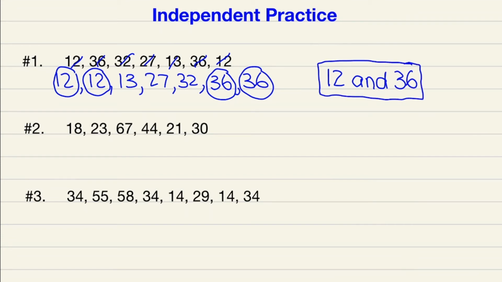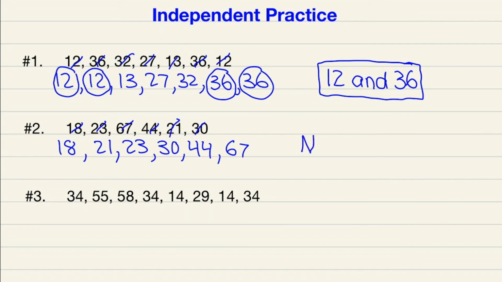For number two, let's order our numbers from least to greatest. We have 18, followed by 21, 23, 30, 44, and finally 67. If we look at our numbers here, I see that all of them appear just one time and one time only, which means we are going to have no mode for number two. So hopefully at this point you're 2 for 2. You had 12 and 36 for number one, and then you got no mode for number two.